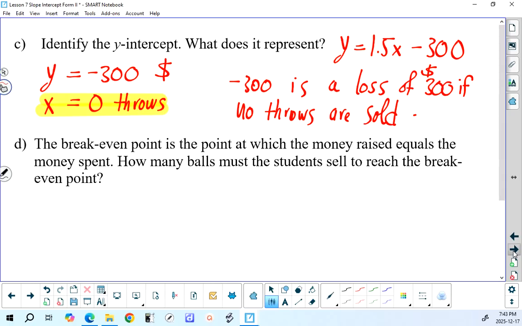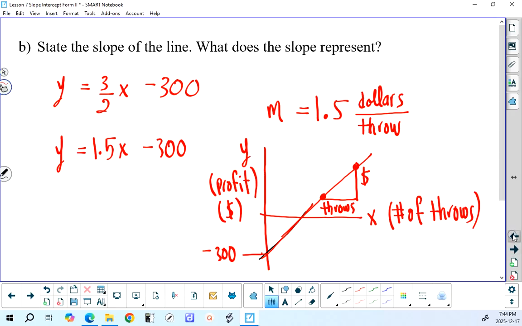And that's why the graph showing the number of throws and profit doesn't look like this. It doesn't start with no throws and no profit, and they earn money right away. The reason why it looks like this is they have to earn $300 before they can start making a true profit.